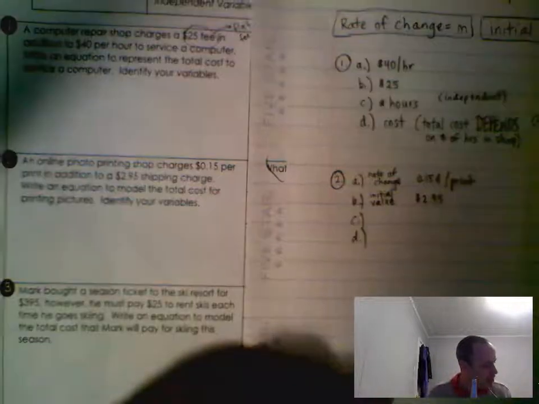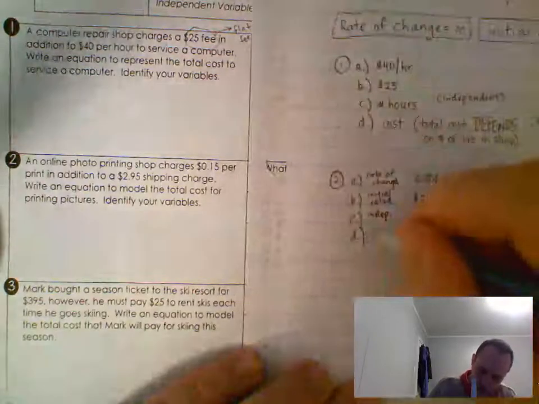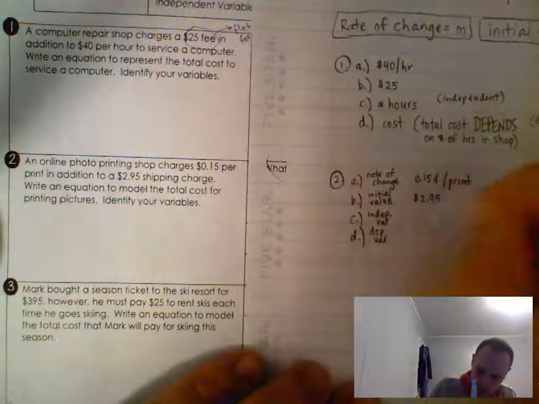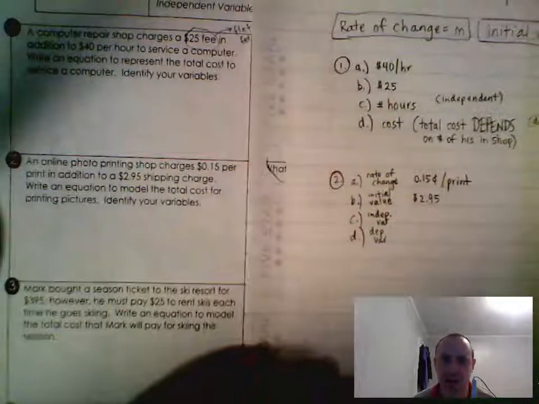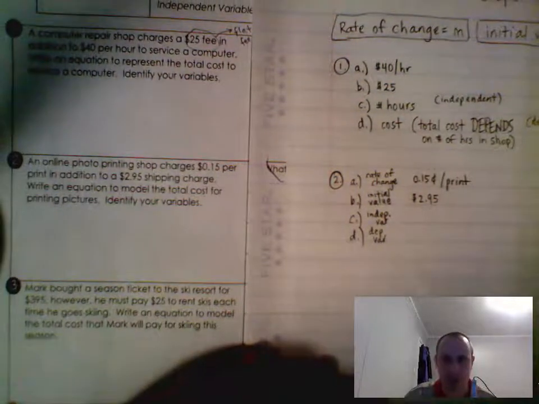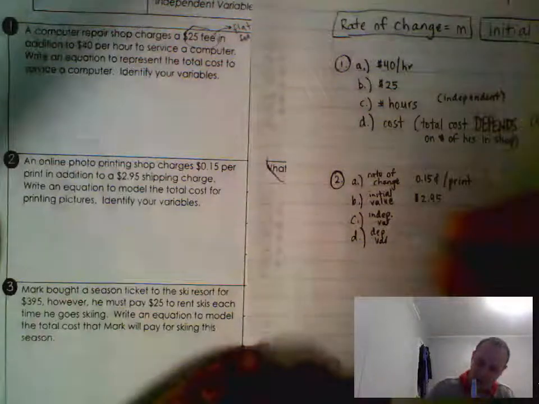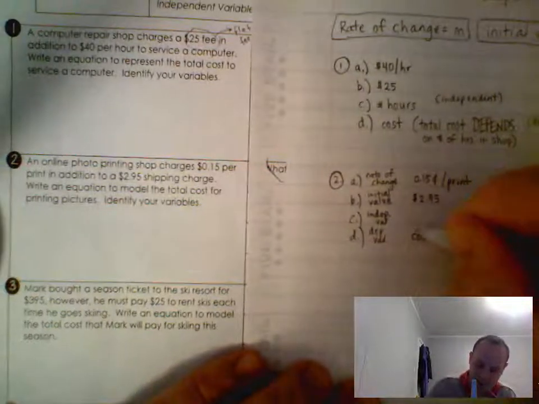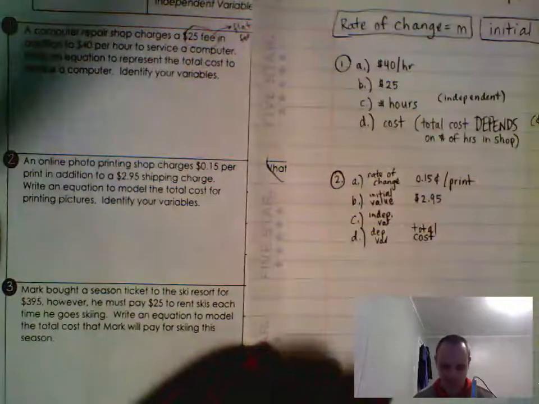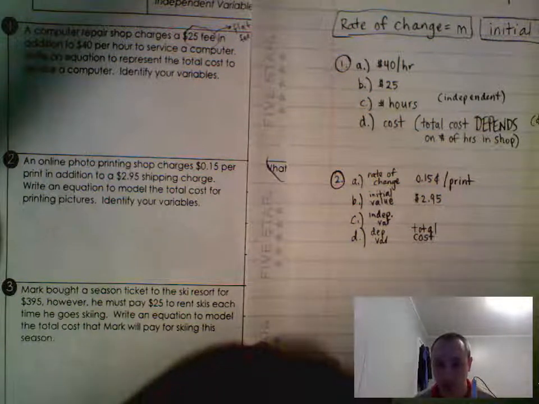Okay, C says what's the independent? And D says what's the dependent variable? Okay, you'll also hear these in science class, right? The independent variable and the dependent. I just think which one depends on the other one, okay? The thing that depends in this case is the total cost depends on the other aspects. So the cost, or you can put the total cost, depends on the other aspects, like how many prints you buy, okay?